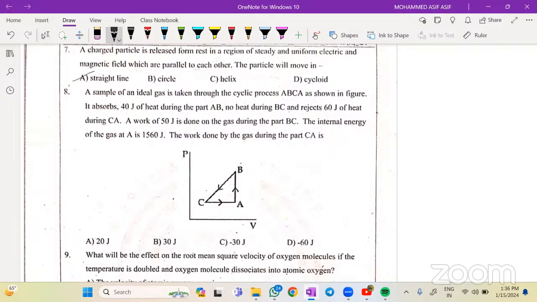Question number 8, look at it. A sample of an ideal gas is taken through a cyclic process ABCA as shown in the figure. It absorbs 40 joules of heat during part AB, no heat during BC, and rejects 60 joules of heat during CA. A work of 50 joules is being done on the gas during part BC. The internal energy of the gas is 1560. The work done by the gas during part CA will be equal to how much?